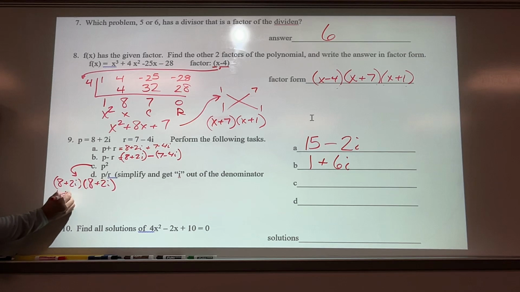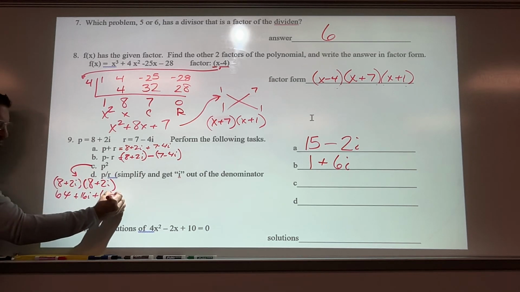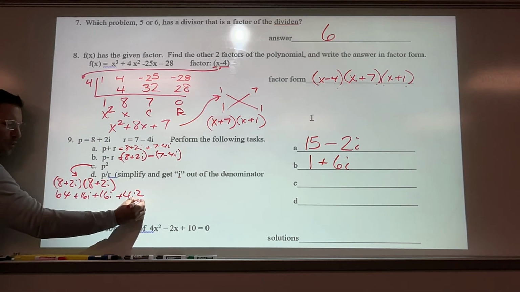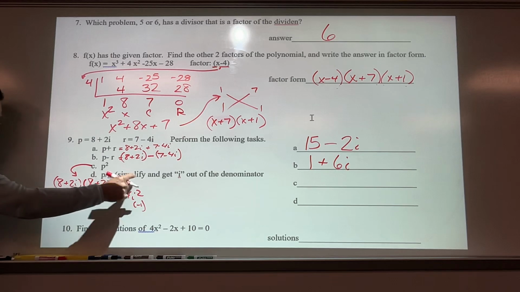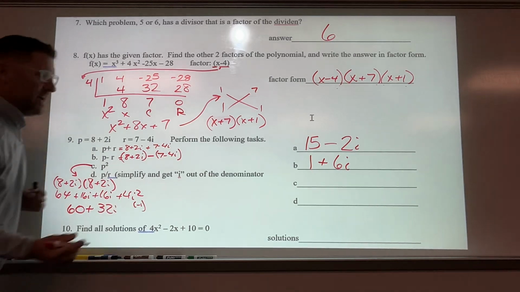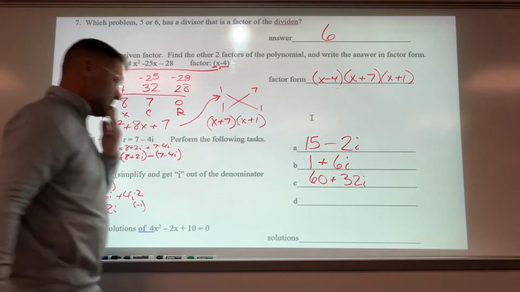That's 64, 16i, and another 16i. So I got two 16i's when I FOIL it. And then I got plus 4i squared. I squared is negative 1. So I have 64 minus 4 plus 32i. 64 minus 4 is 60, and 16i plus 16i is 32i. So I got 60 plus 32i for that one.